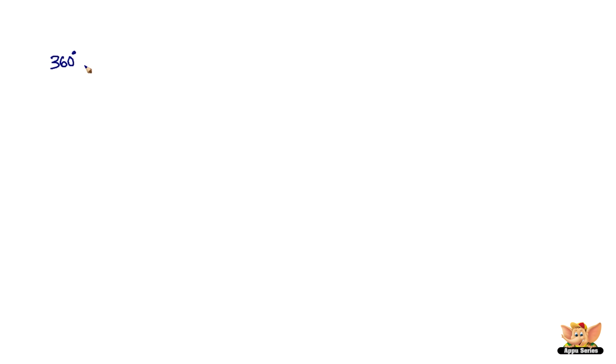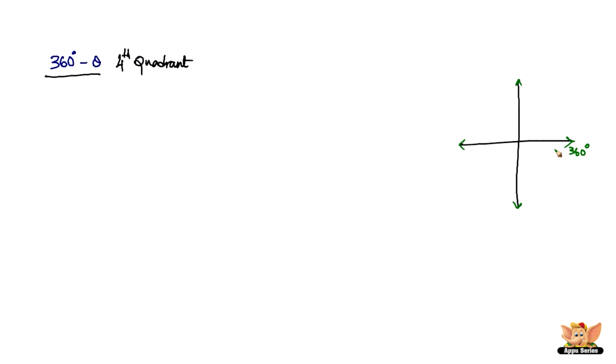So we have 360 degrees minus theta, which is the fourth quadrant, of course. So here is 360 degrees. It's going to be minus theta, so it's going to be between 360 degrees and 270 degrees. That makes it again the fourth quadrant where cos and secant are positive. All right. So now here we are with sine of 360 degrees minus theta.